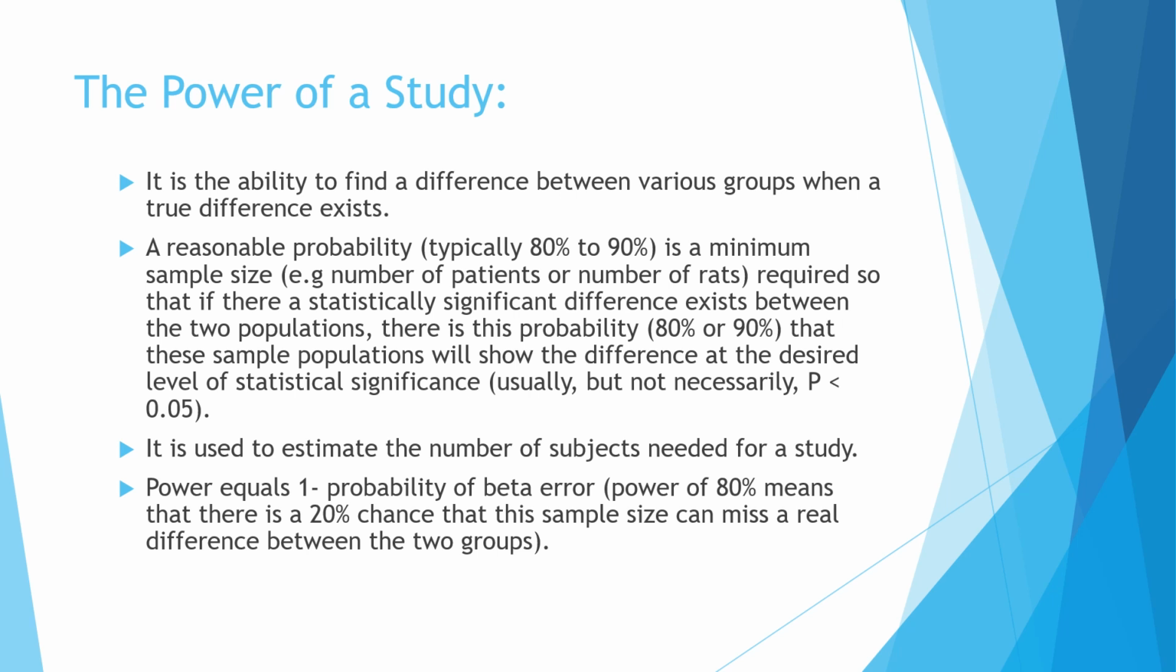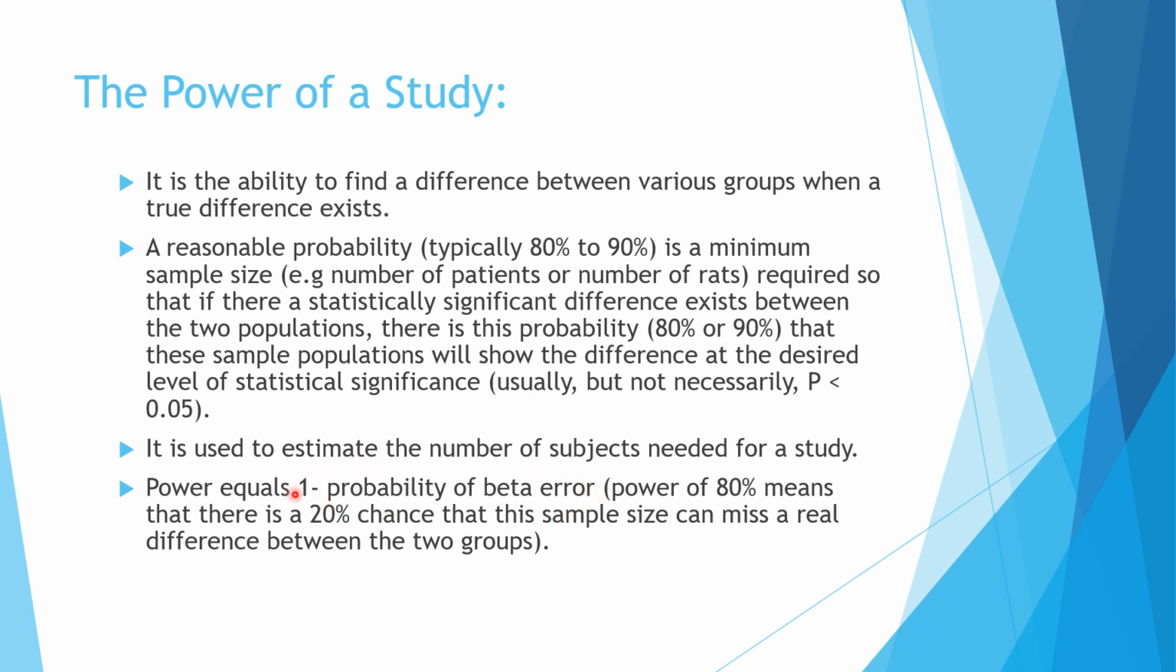So when you design a study, you want at least 80% power, meaning that the probability of type 2 error, which is accepting a null hypothesis that is wrong, or saying that there is no difference when there is a difference, is only 20%. So the probability of beta is 20.